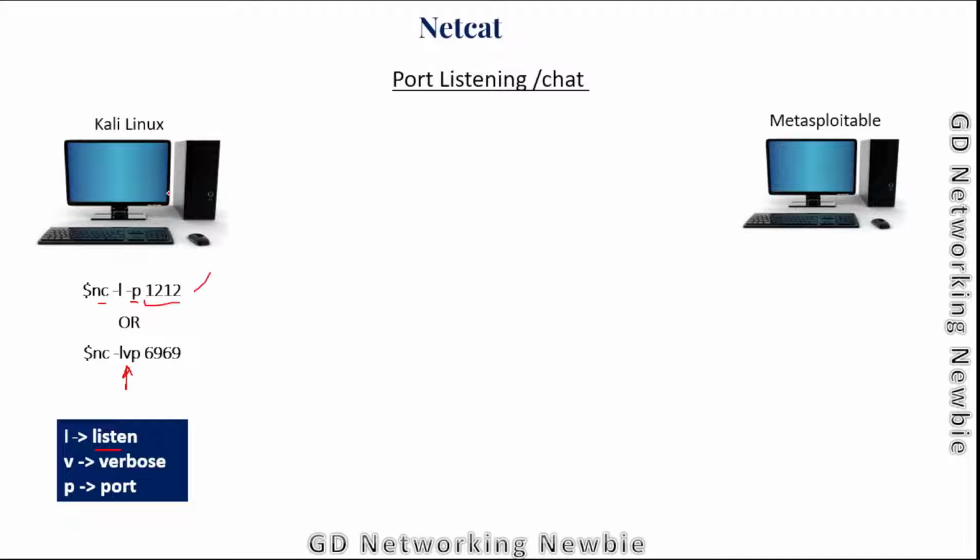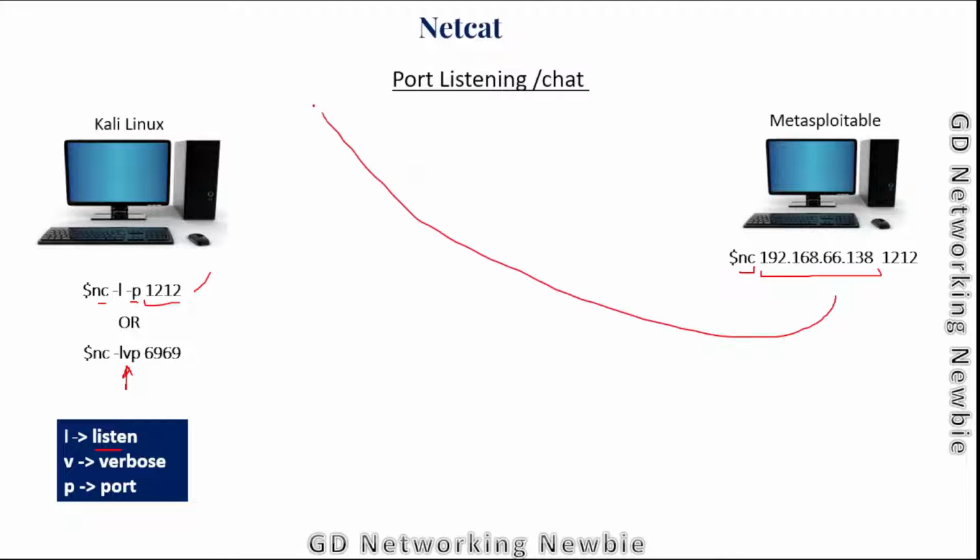So with this simple command, I set up this machine to listen, and then on this machine we'll say Netcat, and then give the IP address with which we want to communicate, and then the port number, which is the port number we set here. So this port number is the same.